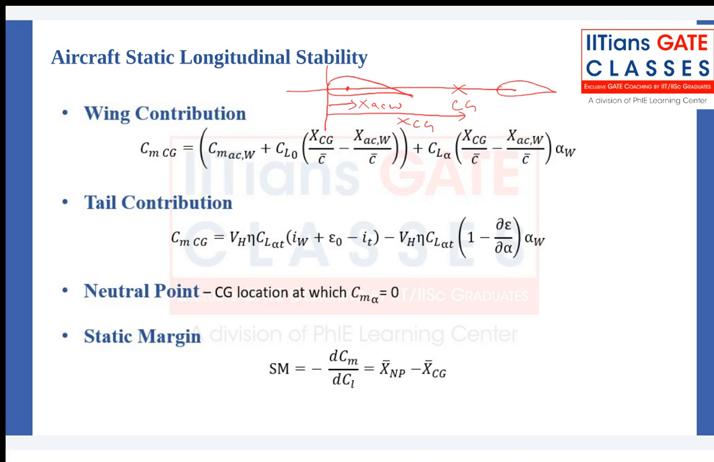So the CL alpha tail, you know, from the lift curve slope of the tail. IW is the wing setting angle, the angle that your chord line makes with the fuselage reference line. So that is your wing setting angle. Similarly, you have tail setting angle. All right. So this epsilon naught and dou epsilon by dou alpha, they come as part of your downwash. So epsilon is your downwash angle, which is given in a linearized fashion by dou epsilon by dou alpha into alpha wing.